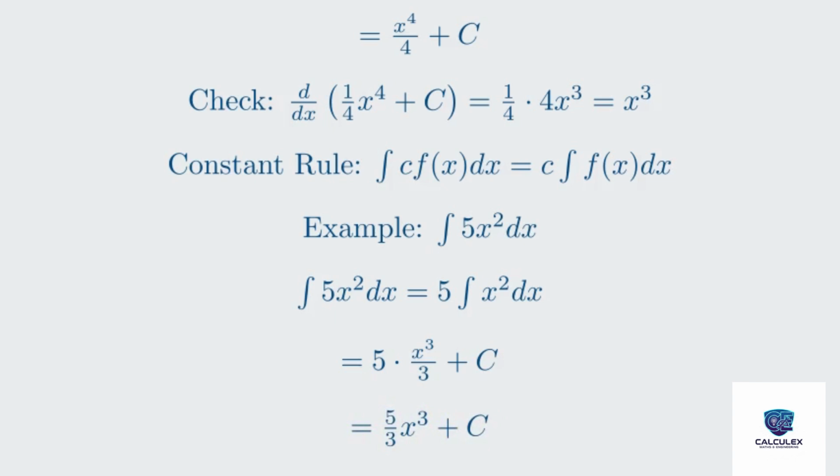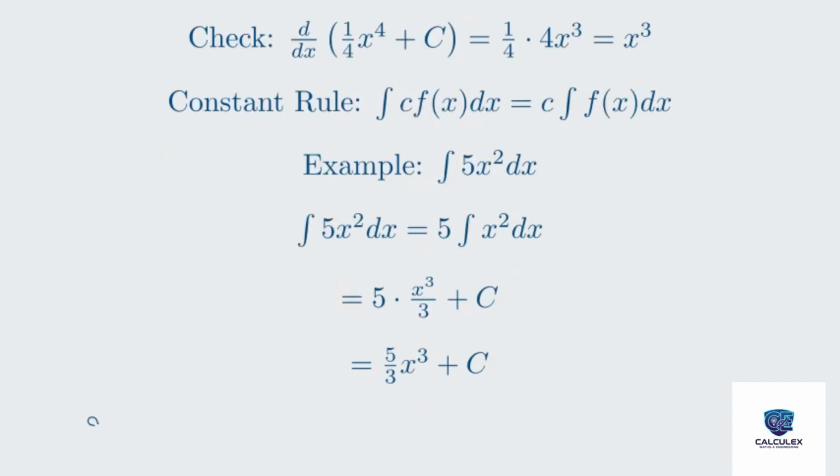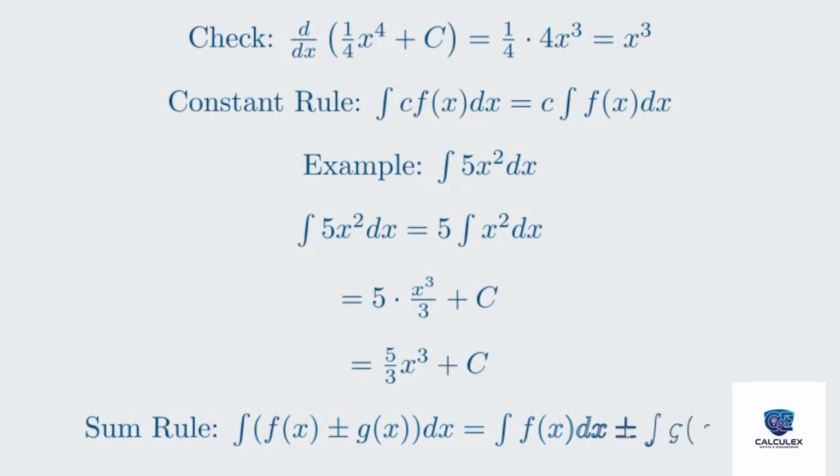Finally, for functions made of several terms added or subtracted together, we have the sum rule. The sum rule is exactly what you'd expect. The integral of a sum is the sum of the integrals. This means we can integrate each term of a polynomial separately and then add the results together.